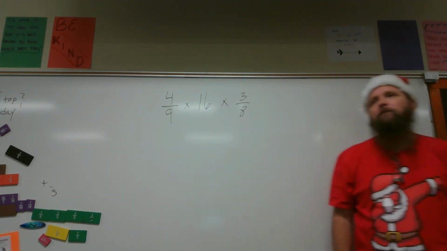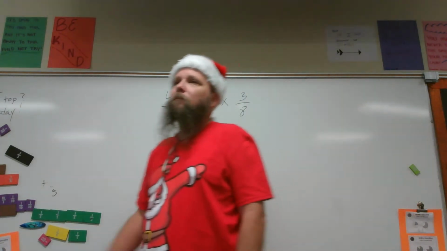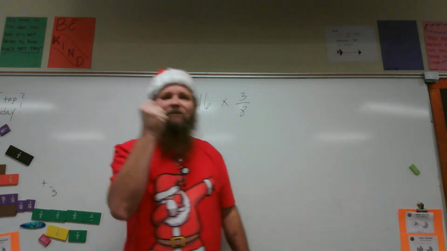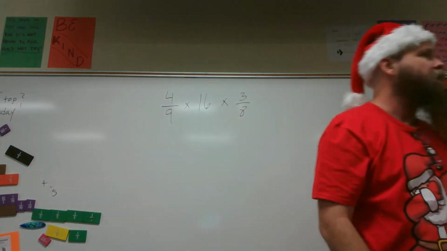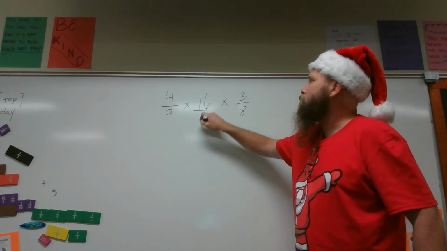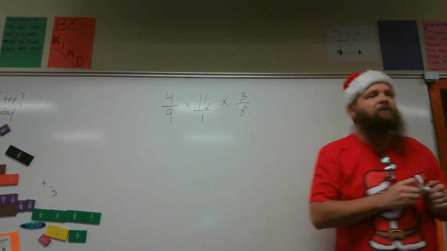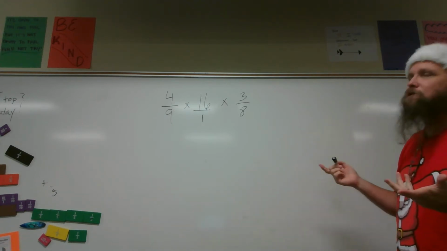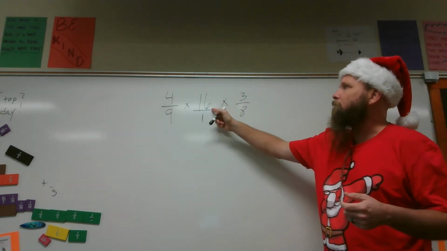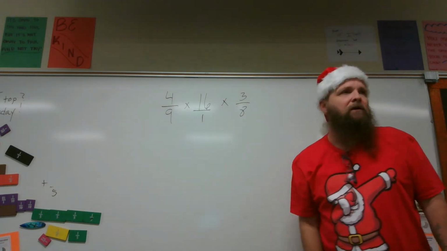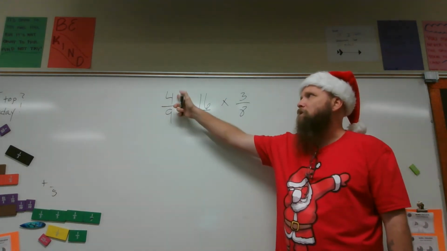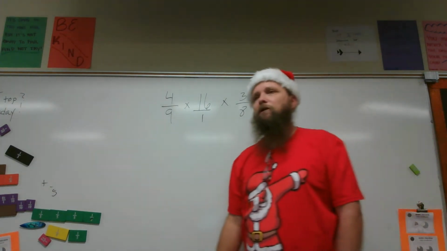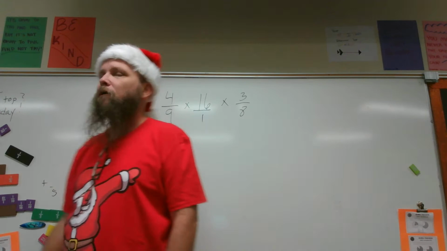Multiplying it by a whole number. You can make any whole number into a fraction that quickly. All you really have to do is put it over 1, because as I've said, a fraction is a division problem. So 16 divided by 1 is 16, so that's the same value. This problem is actually saying 4 divided by 9 times 16 divided by 1 times 3 divided by 8.